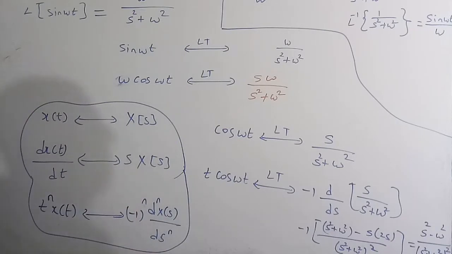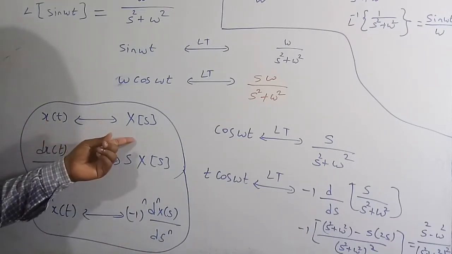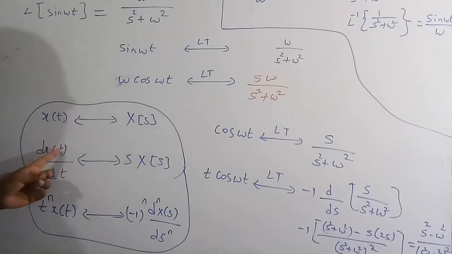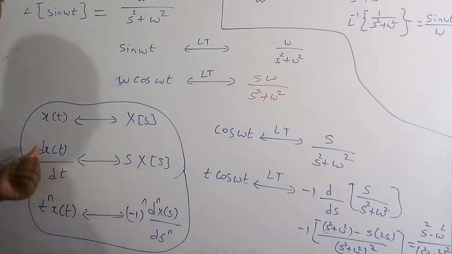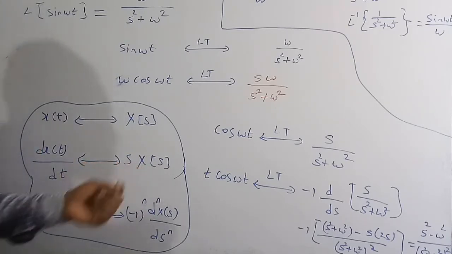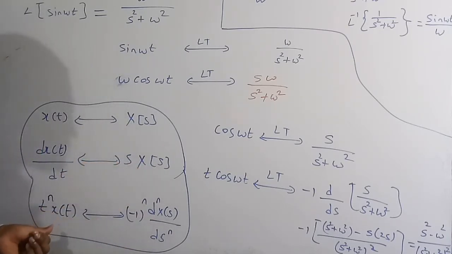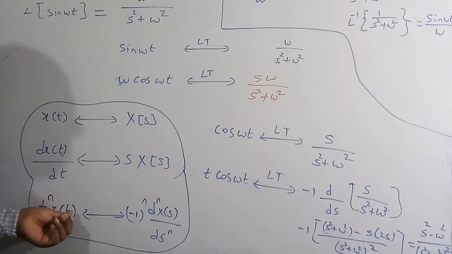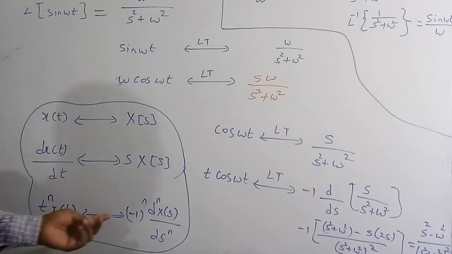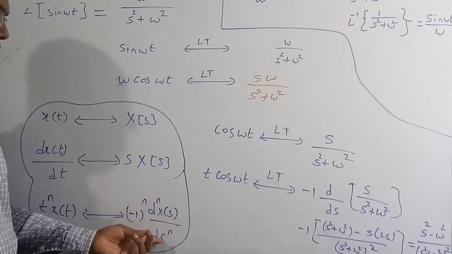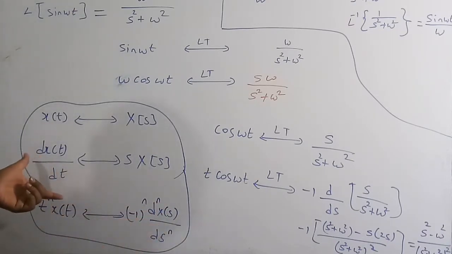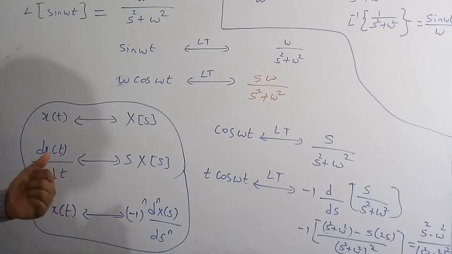Before I solve this numerical, let me tell you some small formulas here. Suppose f of t has a Laplace transform x of s, then dx of t by dt has the Laplace transform s into x of s. So for the first derivative, we get s into x of s. Similarly, another formula: t to the power of n x of t has the Laplace transform minus 1 to the power of n, d to the power of n x of s by ds to the power of n. So these are the formulas. By using these formulas we are going to solve this numerical.